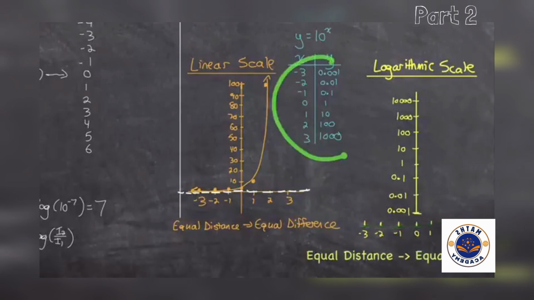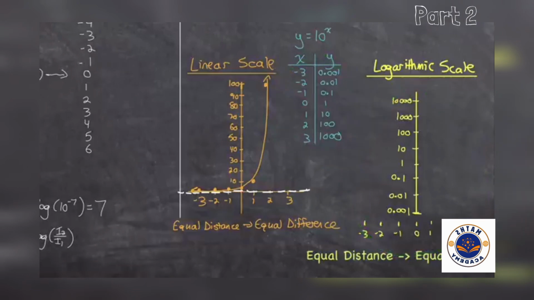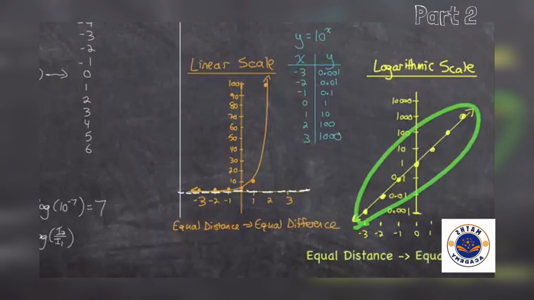And when I plot each of these points on this logarithmic scale, let's watch what they look like. They actually form a perfectly straight line, and I was able to plot every single point that is in that table on my graph here.